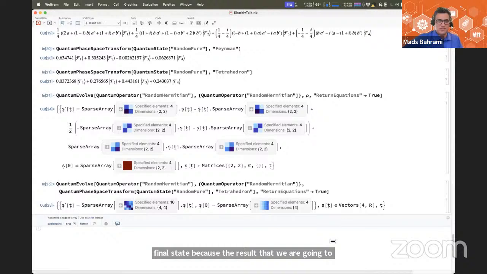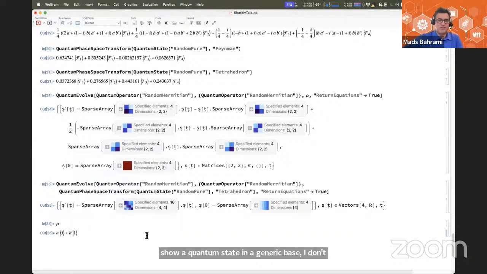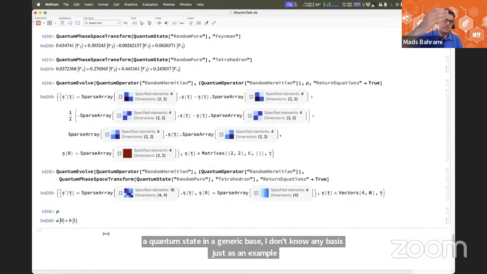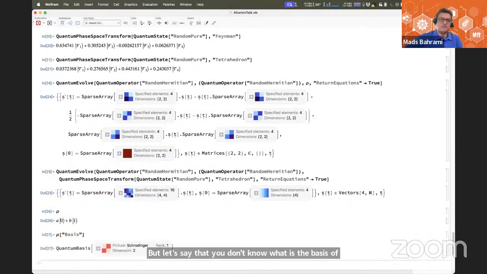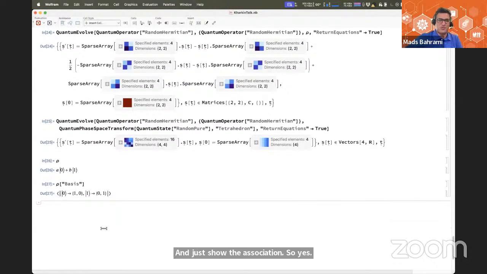If you want to see the basis, just ask what the basis is. For example, Nick, show a quantum state in a generic basis, any basis, just as an example. Let's say you don't know what the basis of that is. You can ask explicitly, what is the basis of that system? And just show the association. So yes, you read my mind immediately. This is the basis in which that quantum state rho is defined, which is what people usually call the computational basis.